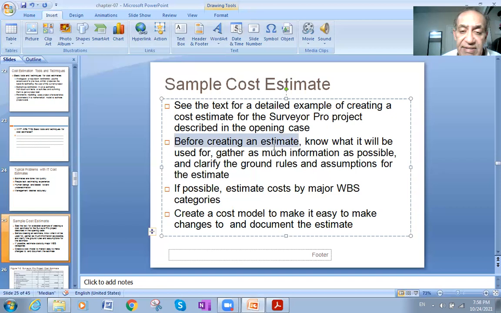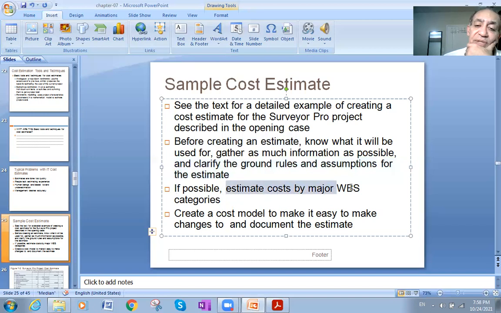Before creating an estimate, know what it will be used for. Gather as much information as possible. These are for the person who will estimate the costs. And clarify the ground rules and assumptions for the estimates. Why am I doing this estimate? What is it for? Regarding what? So I will have a background about which accounts I'm doing the estimation for. I should have a background about this.